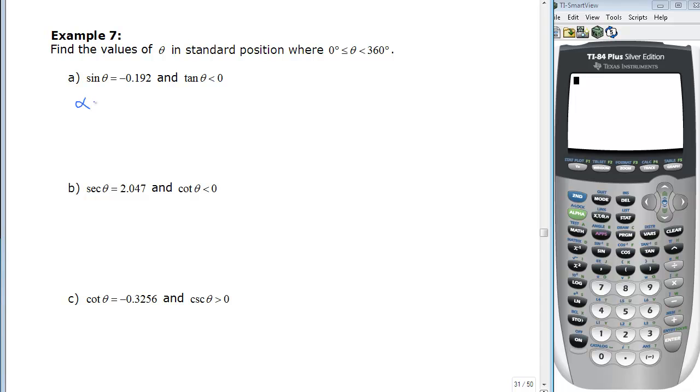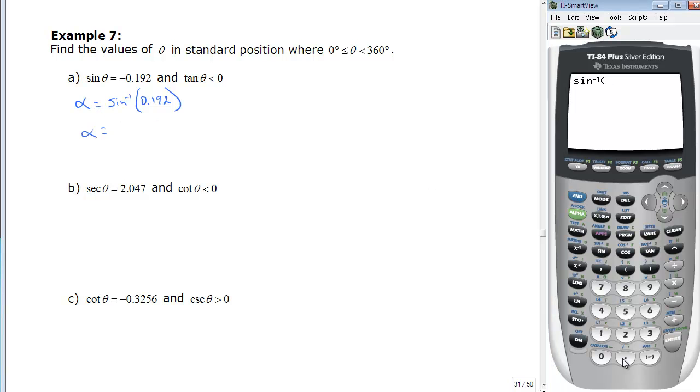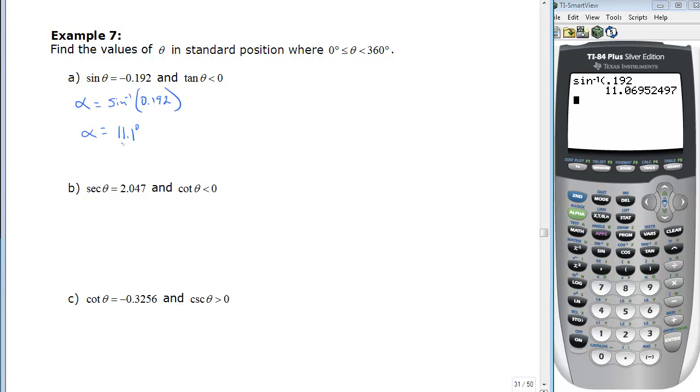So we'll start the same way. We're going to start by finding the reference angle, so that's going to be the sine inverse of the ratio, ignoring the negative, because the negative only tells us which quadrant we're in. So sine inverse of 0.192 is 11.1 degrees to 3 significant digits. Now we need to figure out which quadrant. So we're going to draw our quadrants here, and we have a negative sine value. So sine can be negative in quadrant 3 or quadrant 4, wherever the y is negative.